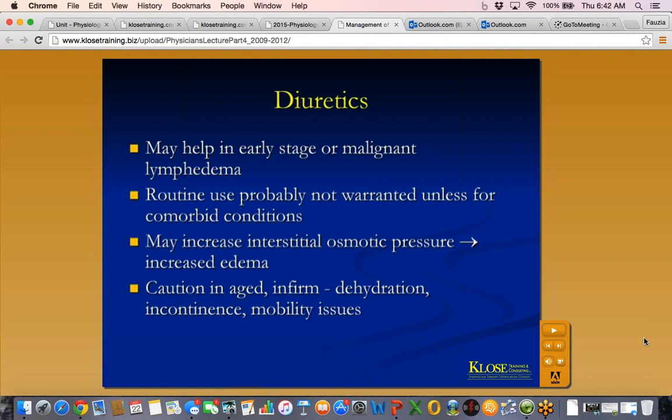Usually these patients are not going to be having routine diuretics unless they have a comorbid condition. Maybe they have congestive heart failure and they need to keep taking the diuretics. The diuretics increase the interstitial osmotic pressure, which increases the edema. So only if the patient needs to be on them will we continue with the diuretics.